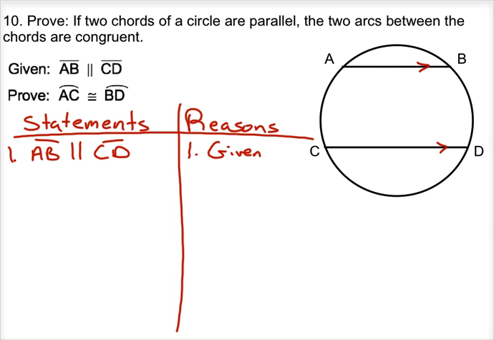I want to prove that arc AC is congruent to arc BD. So the easiest thing that I can think of is, let's start by drawing in an extra piece. I'm going to draw in from B to C, or I could have drawn in from A to D. It really doesn't matter. So I'm going to write in draw in segment BC, and I know that by two points determine a line.